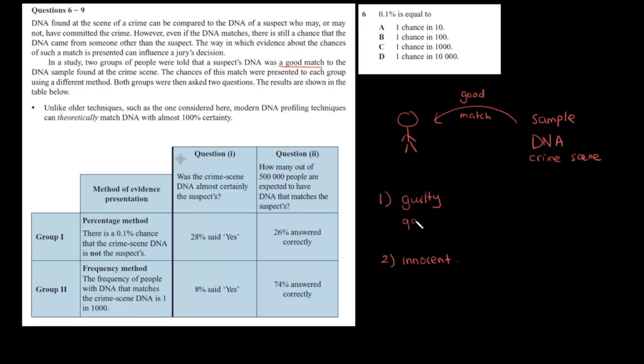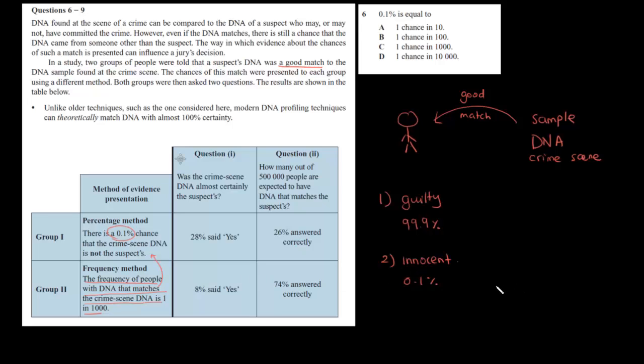So there is 99.9% chance that this person is guilty because there is 0.1% chance that the crime scene DNA isn't actually the suspect's. Okay. So there is a 0.1% chance that this person might be innocent and 99.9% chance that this person is actually guilty. Now, why this is the same as this one, the reason is because this sentence over here can actually be the reason for this. So there is 0.1% chance that this DNA doesn't actually belong to the suspect.